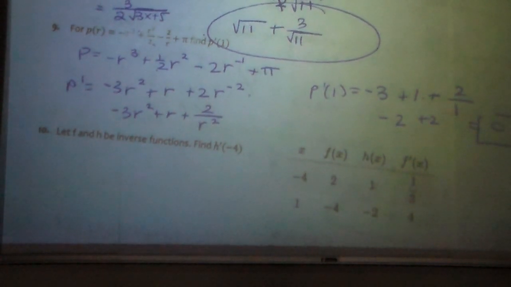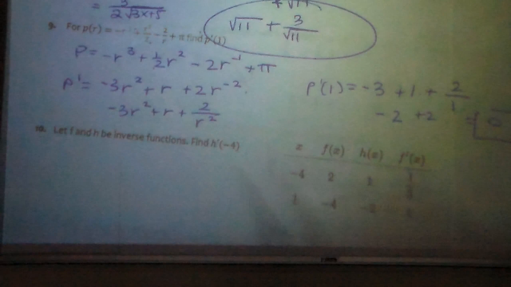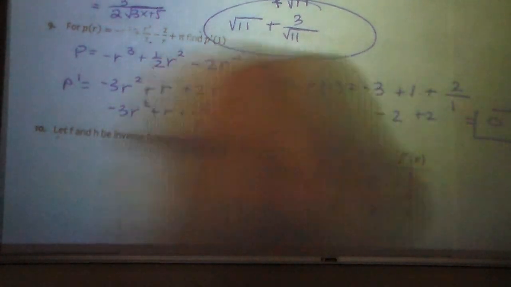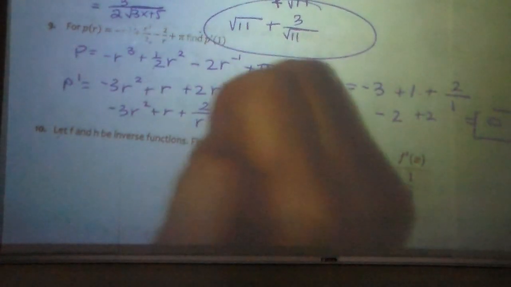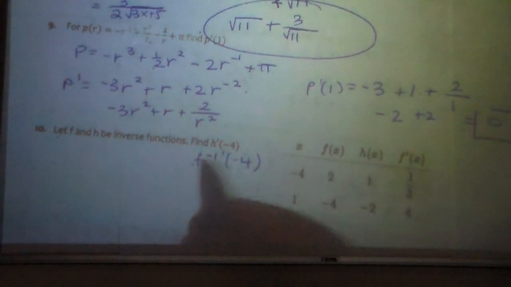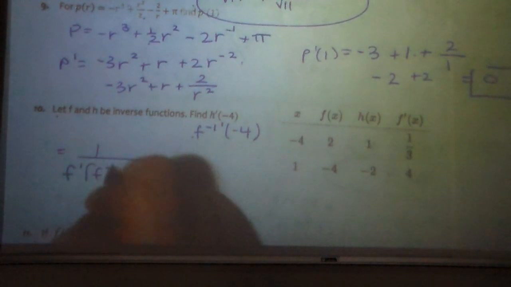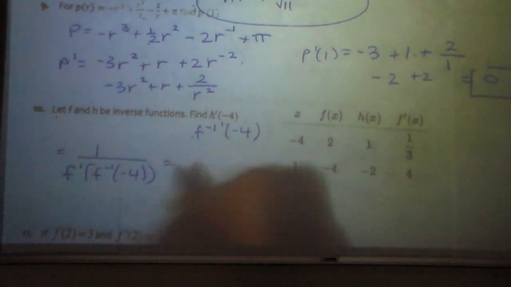Alright, 10, here it says that h and f are inverse functions. So if I want h prime of negative 4, not anything with h prime here, but I know that h is just f inverse, so this is the same as saying f inverse prime of negative 4. I know how to find the derivative of an inverse. That's just going to be 1 over f prime of f inverse of negative 4.